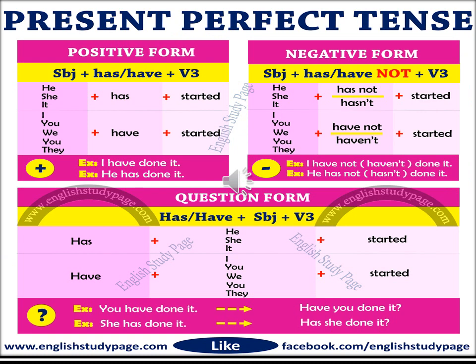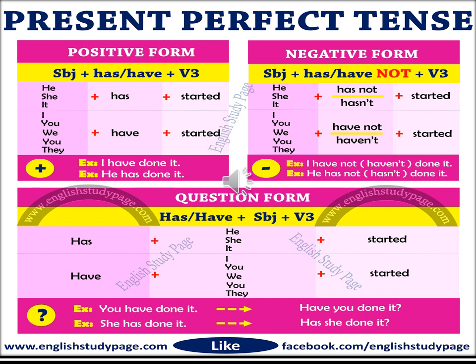Now let us learn the structure of the present perfect tense. In case we want to frame an assertive or a positive sentence, then the structure of the sentence will be subject plus has or have plus third form of the verb plus object. In case of a negative sentence, the structure will be subject plus has or have plus not plus third form of the verb. In case of interrogative sentence or a question form, the structure of the sentence will be has or have plus subject plus third form of the verb plus object. Means in interrogative sentences, the auxiliary verbs will come in the beginning.